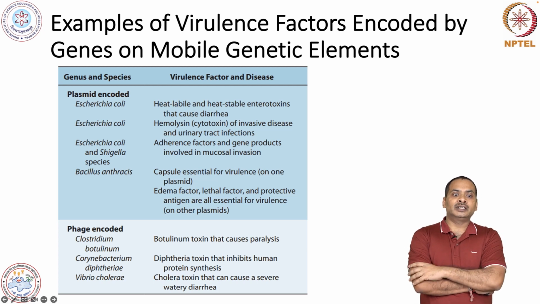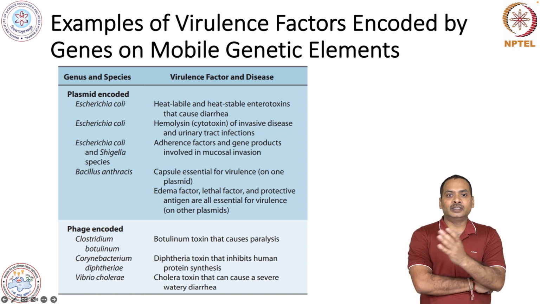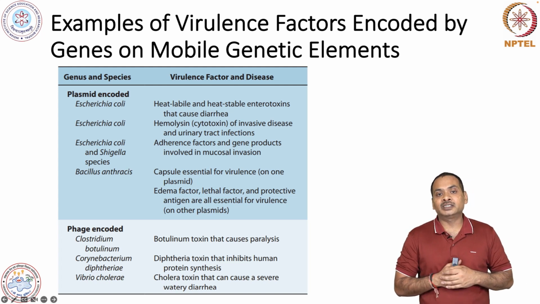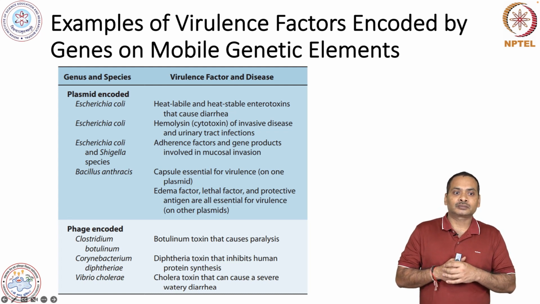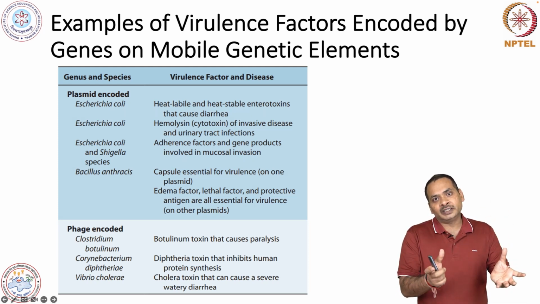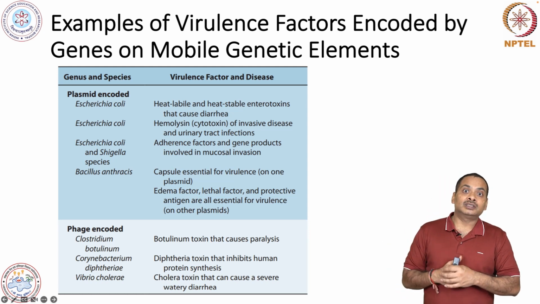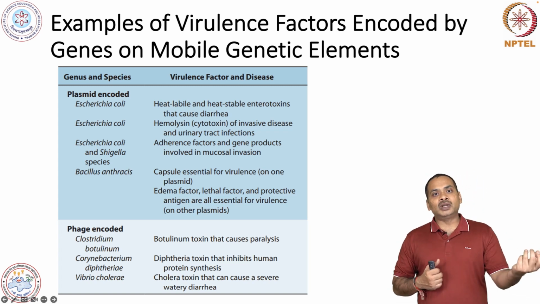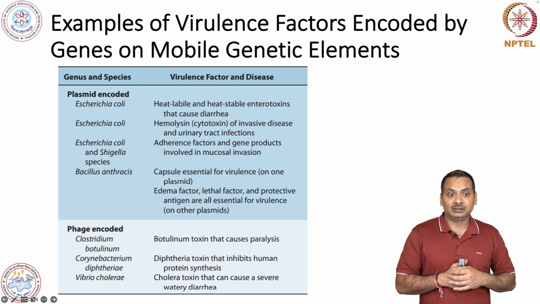Here I am going to give examples of virulence factors encoded by genes on mobile genetic elements. Here you can see a plasmid in Escherichia coli, and the virulence factors and disease it causes are heat labile and heat stable enterotoxins that cause diarrhea. This plasmid is extrachromosomal DNA, and it will encode these enterotoxins, which will cause the diarrhea. For example, if you take a non-pathogenic Escherichia coli and put this plasmid into these cells, then it will become pathogenic.